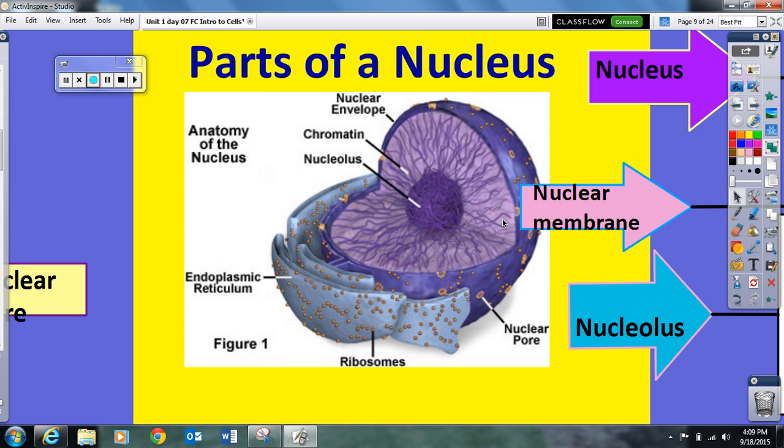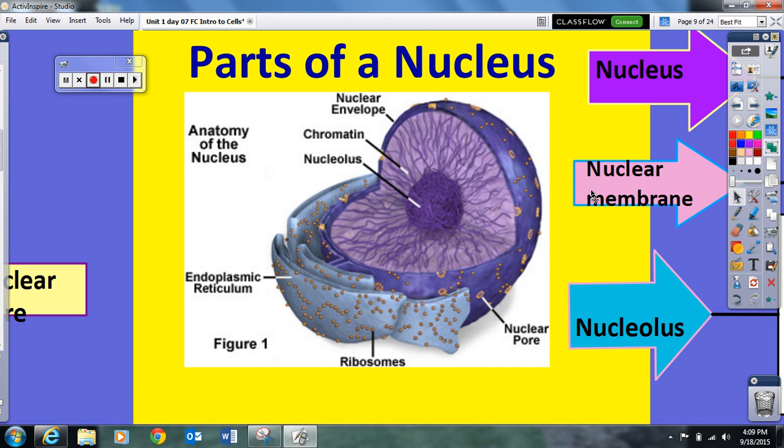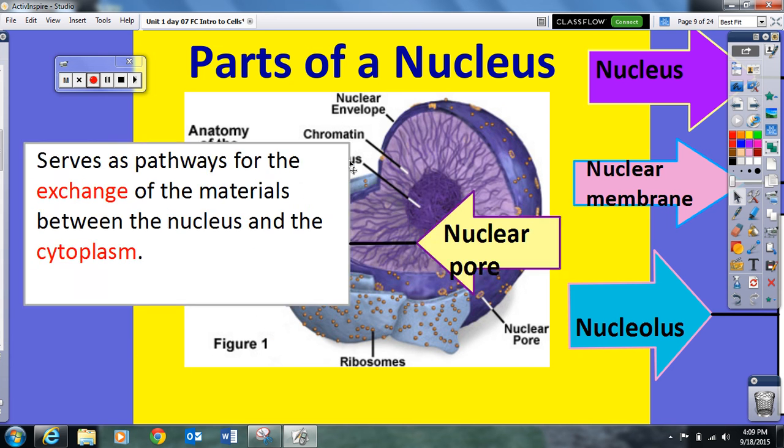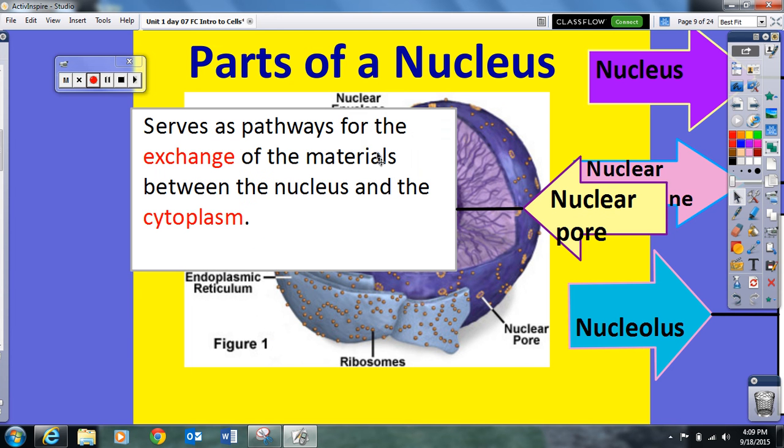Then we have the nuclear pores. They're little tiny structures inside the nuclear membrane, and that's the place where substances are going to move through. So it serves as a pathway for the exchange of materials between the nucleus and the cytoplasm.